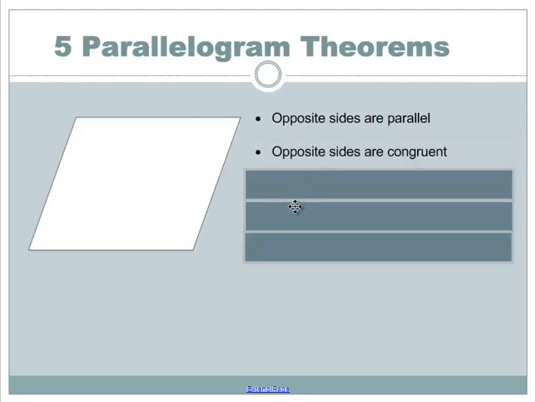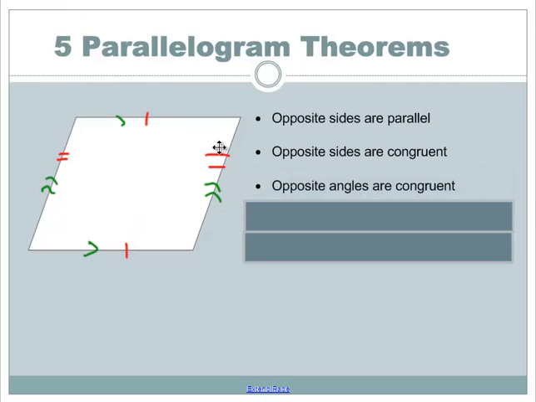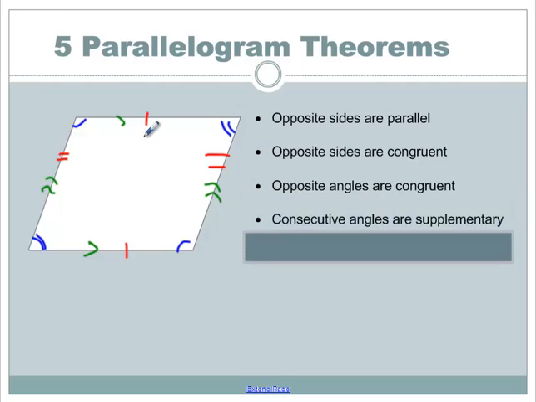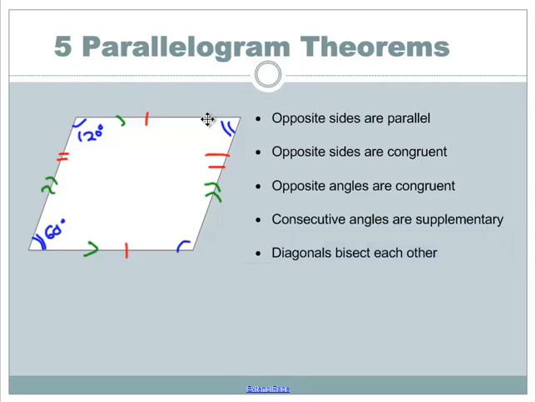Opposite sides are parallel. Opposite sides are also congruent. So let's start marking some of this. So parallel. Along with being parallel, opposite sides are also congruent. Then we have opposite angles are congruent. So the angles across from each other are congruent. We also have that consecutive angles are supplementary. So if I call this one 60 degrees, the angle next to it is 120 degrees because 60 plus 120 add up to 180. And then our last one is diagonals bisect each other.